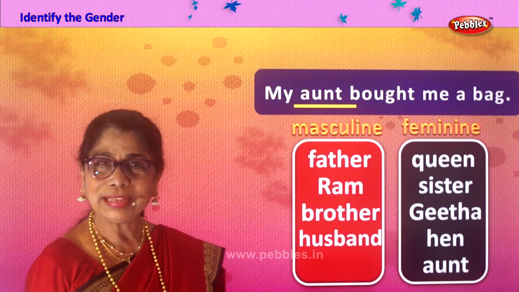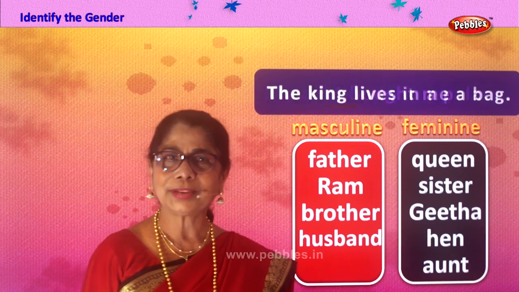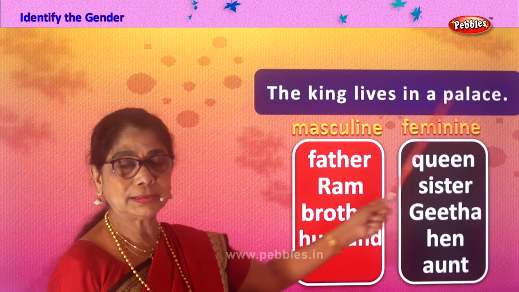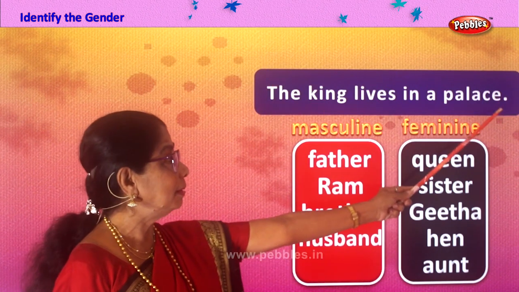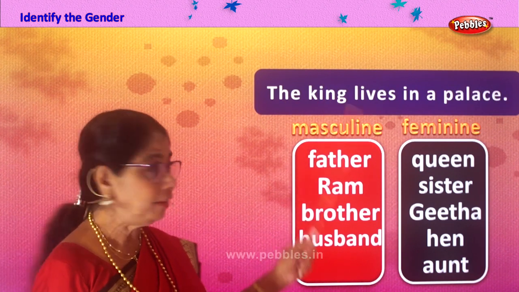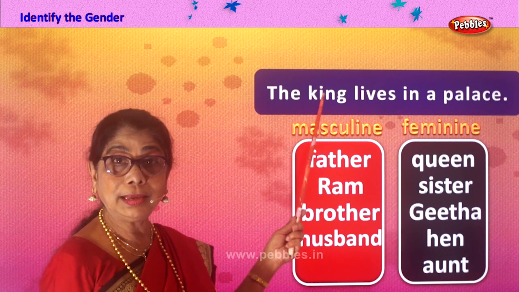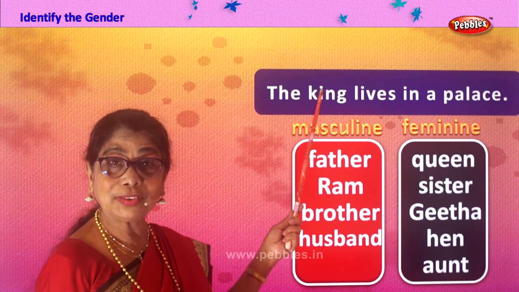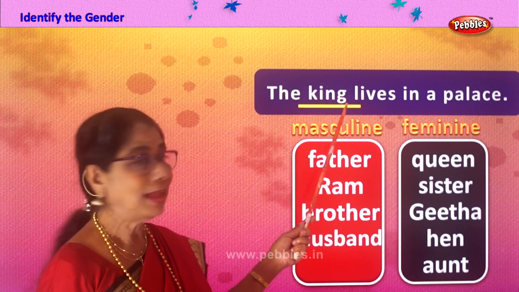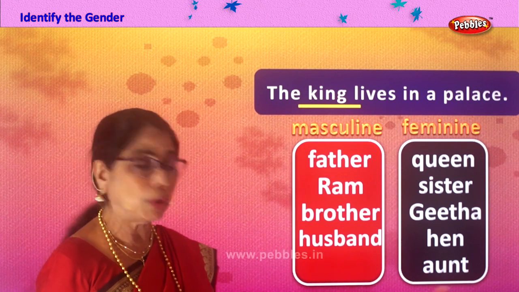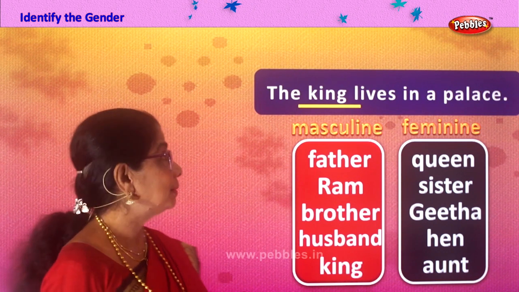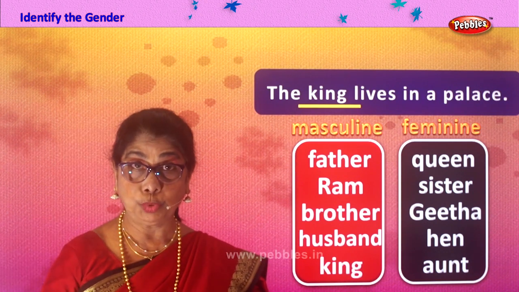Very good. Shall we take another sentence, children? Look. The king lives in a palace. Sentence begins with a capital letter, ends with the full stop. The king. What is his wife? Queen. King is a feminine or masculine? Masculine gender. We underline king, masculine gender. And then where do we place it? In the red box. So the king goes down here. He lives in a palace, big posh house.